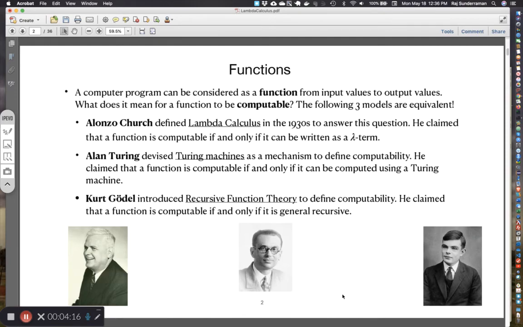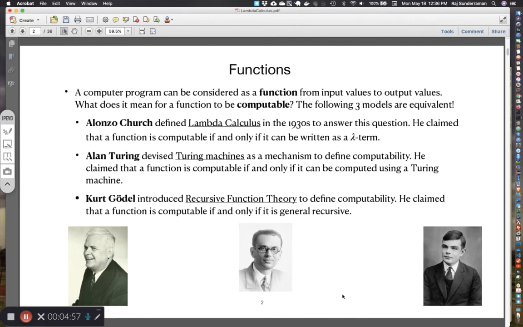So I've pasted the faces of the three famous people who came up with this answer to this question in three different ways, from different thought patterns, and eventually it turned out that all three answers were essentially the same, in the sense that they were all equivalent. We don't have to get into all of that detail for this set of slides. We're going to discuss the Lambda Calculus. But let's look at the three answers which came out of the heavy thinkers of the 1930s.